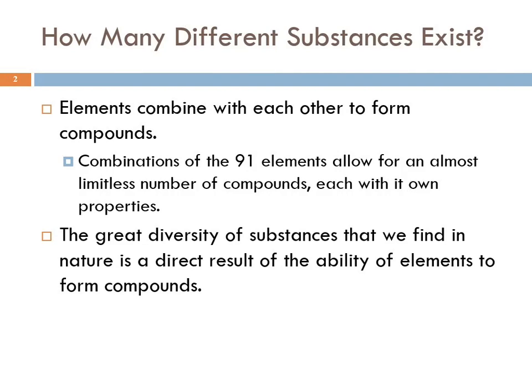We've got 91 different elements, give or take. They can combine in different ways, different numbers of atoms of each element, different numbers of elements, period. In a compound, you have a compound of 2 elements or of 5 elements. The combinations are pretty much limitless. So we have this huge diversity of substances, and that is the direct result of the ability of elements to combine in different ways to form compounds.